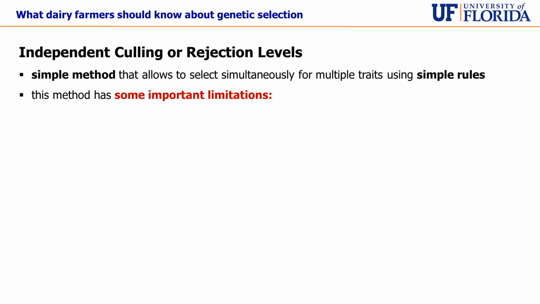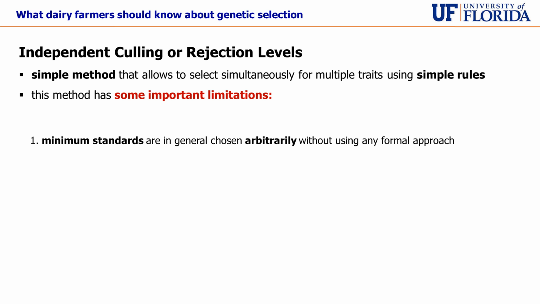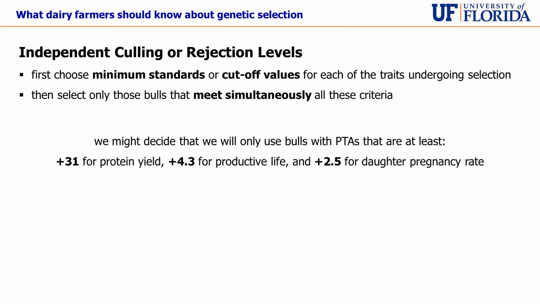So I recognize that this is a simple method that actually allows us to select simultaneously for multiple traits using simple rules, but I would argue today that this method has some important limitations. The first one is that these minimum standards, these cutoff values, are in general chosen arbitrarily without using any formal approach. Actually, I decided here on plus 31, but you can argue, why not use plus 30? Or why not use plus 2.0 here?